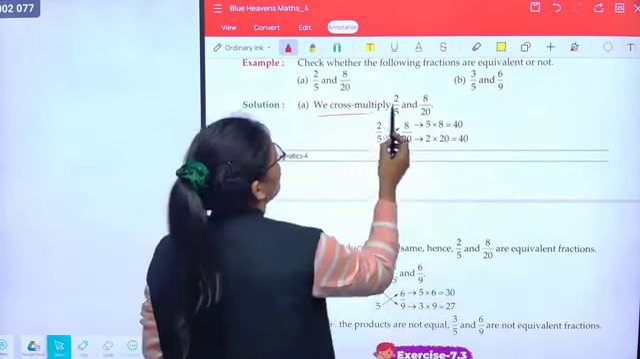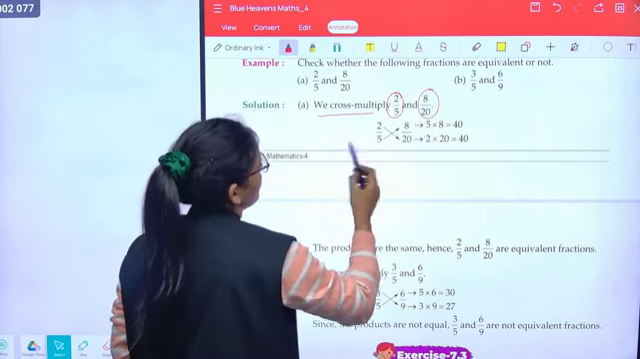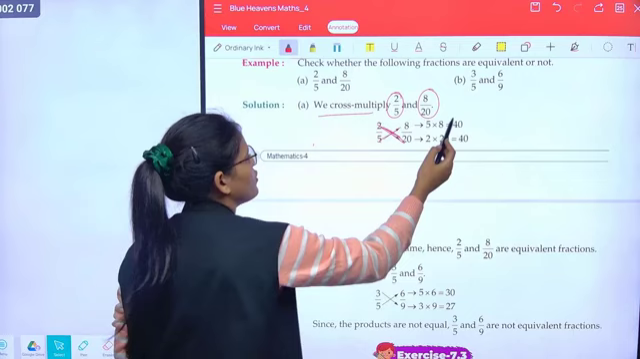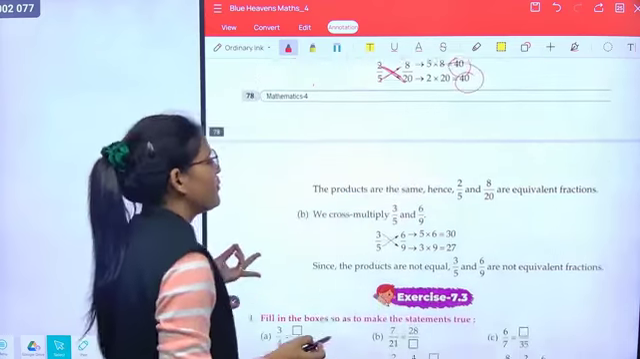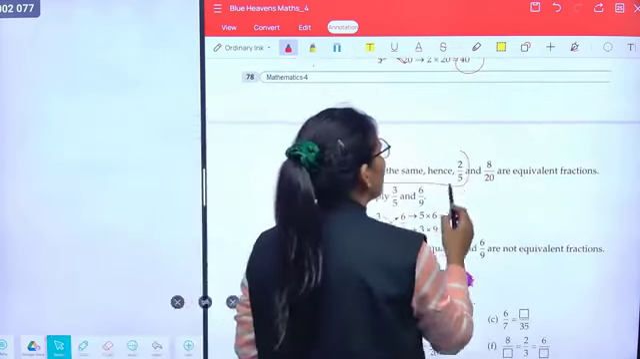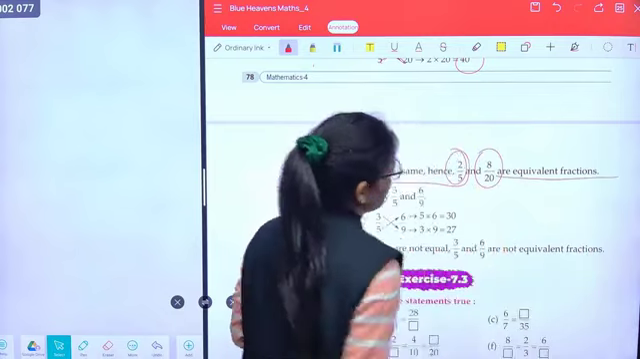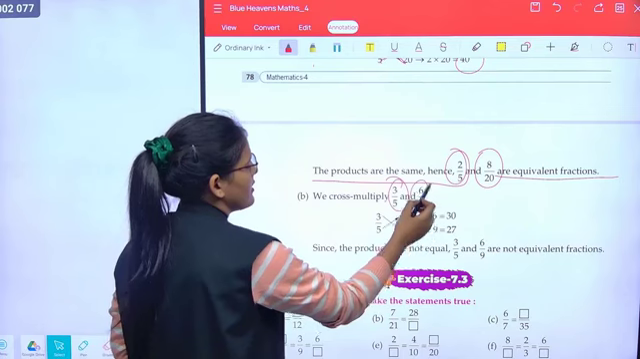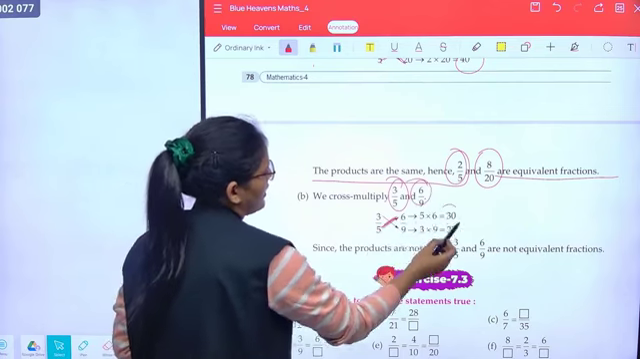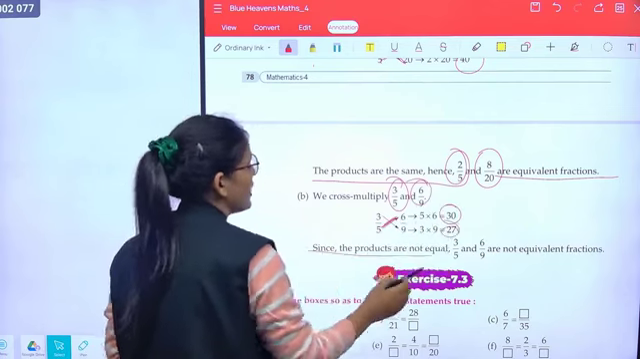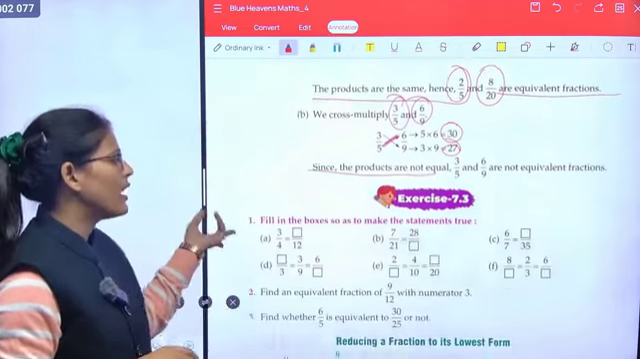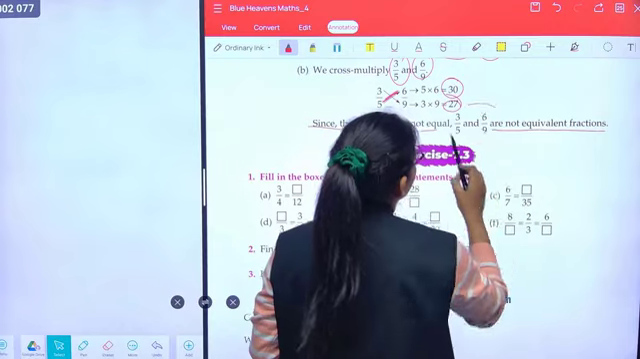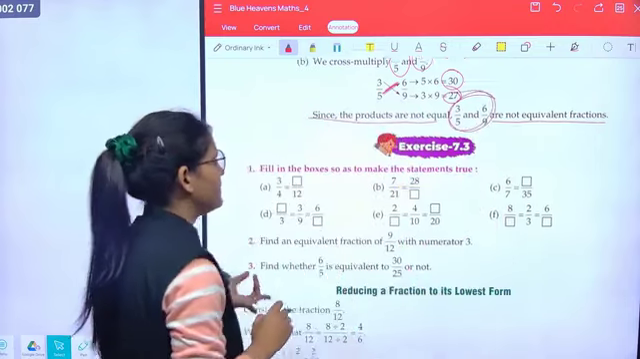We cross multiply 2/5 and 8/20, meaning 5 8s are 40 and 2 20s are 40. So the products are the same, hence 2/5 and 8/20 are equivalent fractions. Okay, we cross multiply 3/5 and 9/6: 6 9s are 54, 30 and 27. Hence the products are not equal. Here the product is not equal, so these are not equivalent fractions.